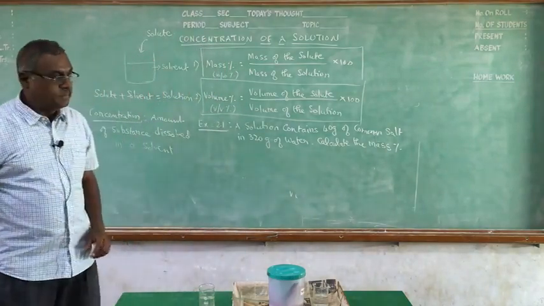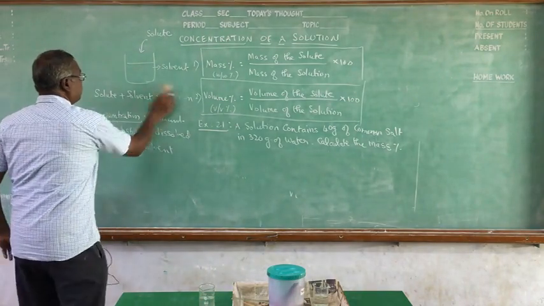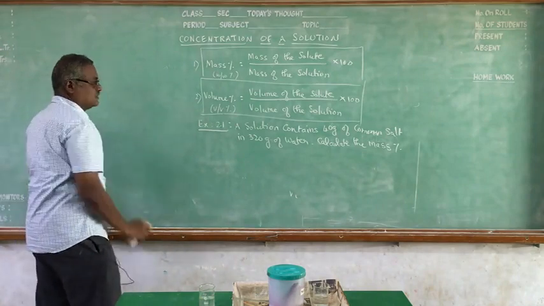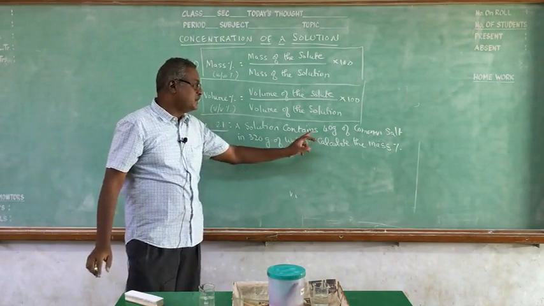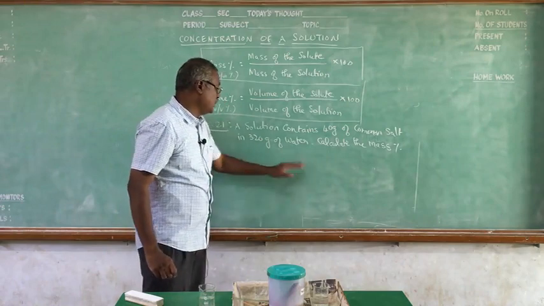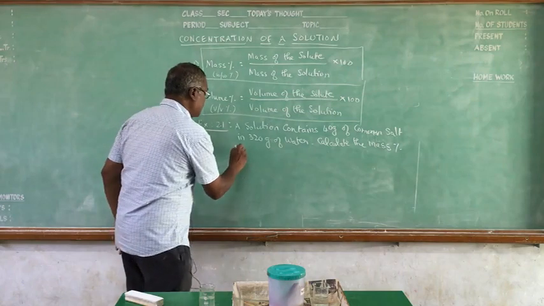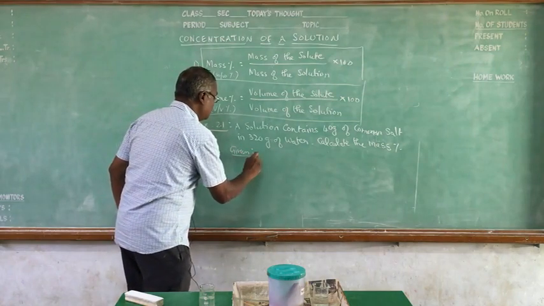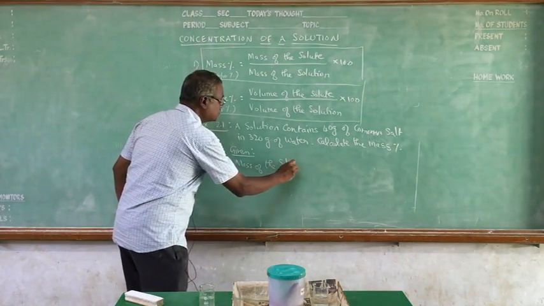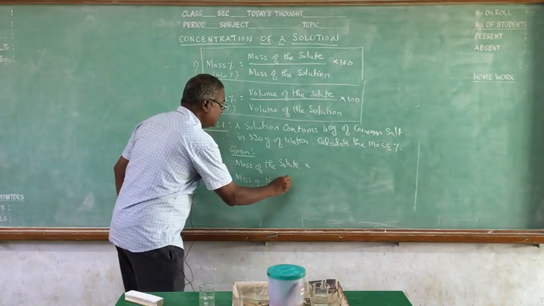Based on that, they will ask problems. See here, there is an important exercise problem. A solution contains 40 gram of common salt in 320 gram of water. Calculate the mass percentage. This is the formula. So first you write down what is given: mass of the solute, mass of the solvent.